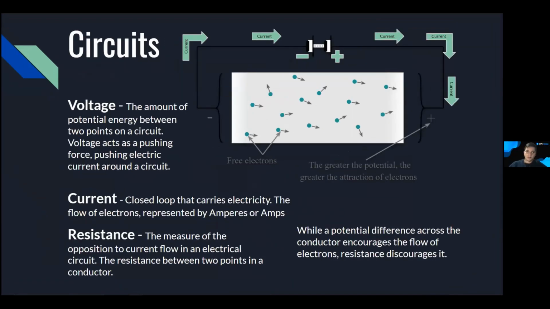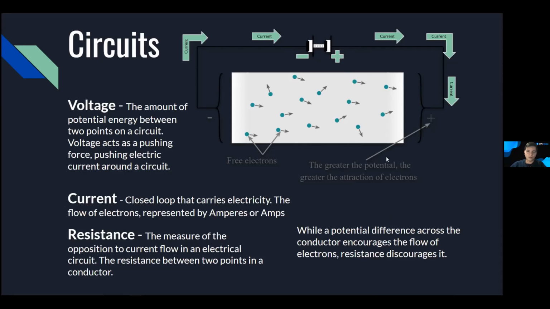A circuit is basically where you have a path of conductive wire or something where electricity can pass through. And with that, you have voltage, you have current, and you have resistance. Voltage is the amount of potential energy between two points on the circuit. Say, for example, you were to measure the voltage on this side of the wire and this side of the wire. There's going to be more electrons on this side than on this side at that point, and that's what the voltage measures.